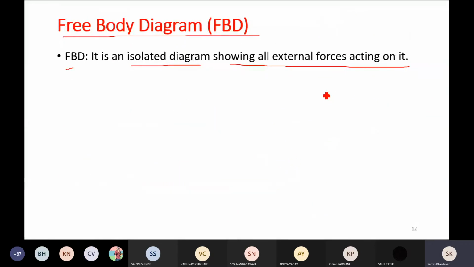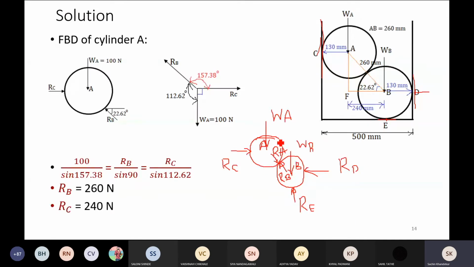Because see, what is FBD? See here how FBD is defined: it is an isolated diagram showing all the external forces acting on it. Now, we are drawing the FBD of both the bodies together. So that means we have only replaced these two vertical walls and this horizontal floor by their reactions.